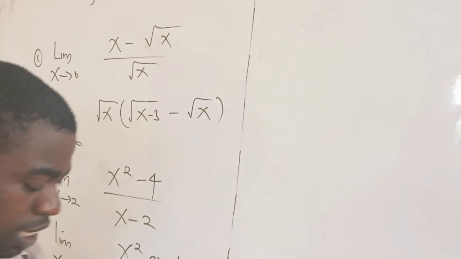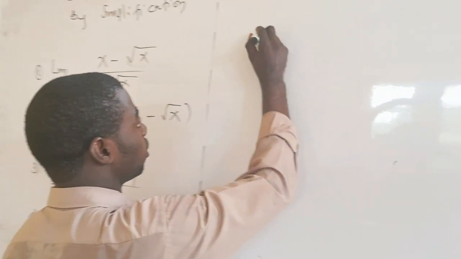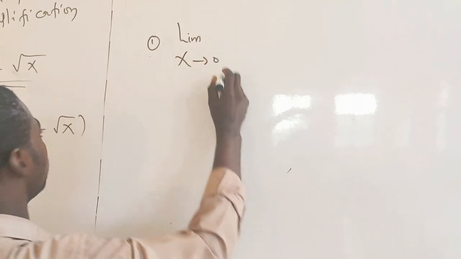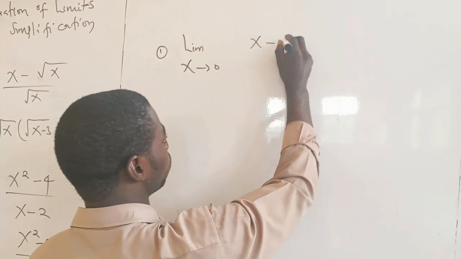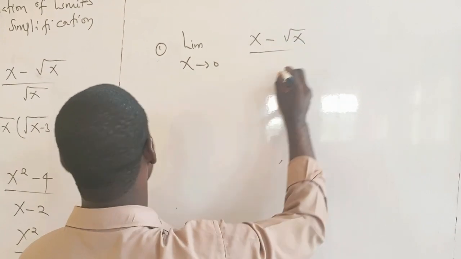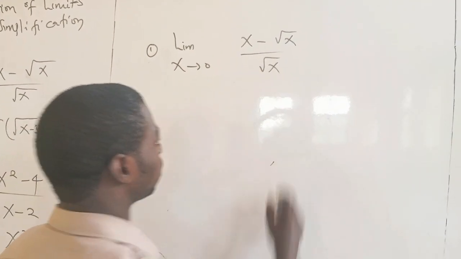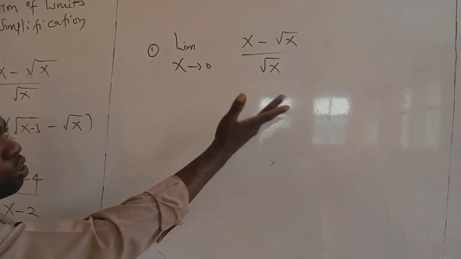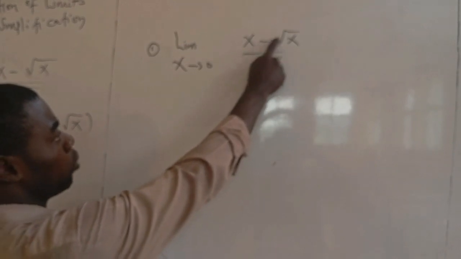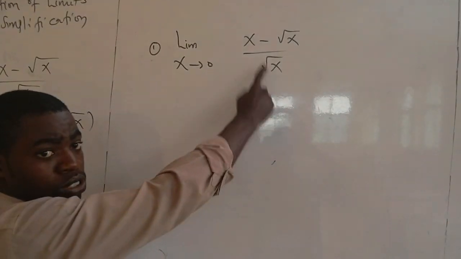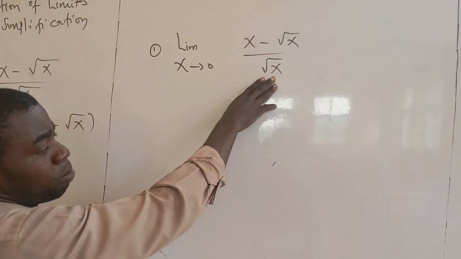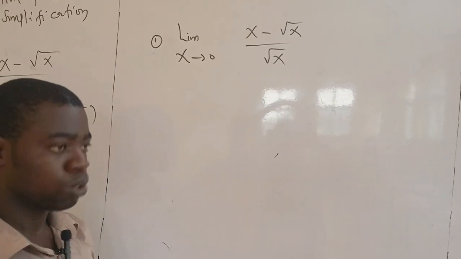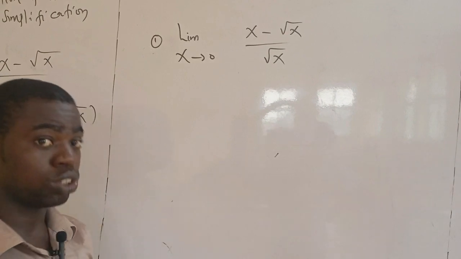So the first question says: the limit as x approaches 0 of (x minus root x) divided by root x. For this question, if we substitute x with 0, this is 0 minus 0 divided by 0. So 0 minus 0 is 0, all divided by 0, and that's indeterminate. You don't want to divide by 0, so that's why we are going to be rationalizing.